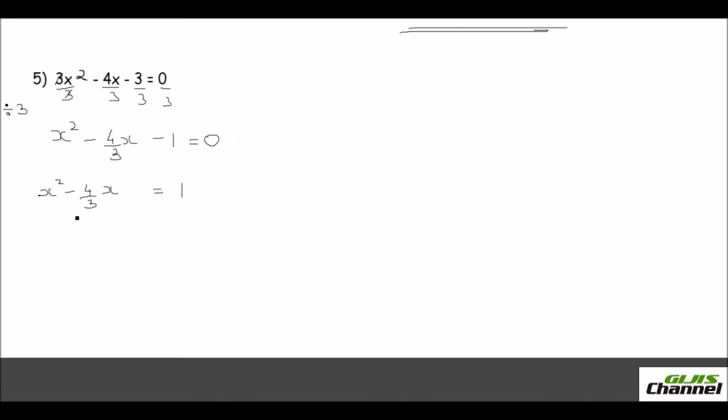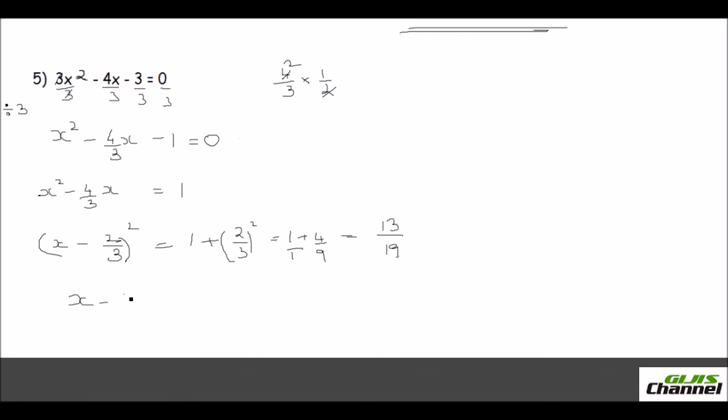Now finding half of this, right? So let me do that. 4 by 3 times half. Yeah, this 2 and 4 gets cancelled. So you get 2 over 3. So here you write x, put the minus sign, write 2 over 3, because b is 2 over 3, the whole square, equals 1 plus 2 over 3 the whole square. So that is going to be 1 plus 4 over 9. Find the LCM immediately. So that becomes 13 over 9. x minus 2 over 3 will be plus or minus square root of 13 over 9. Okay, this is 9.